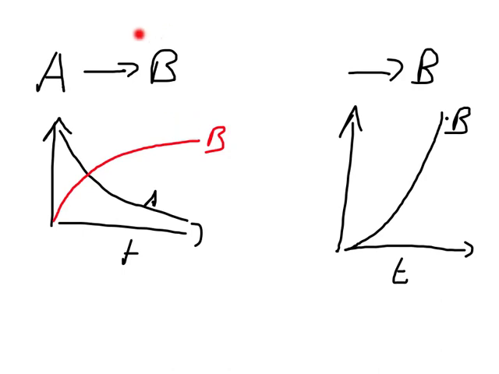Here B is produced from A, but here B just simply grows and grows and grows.